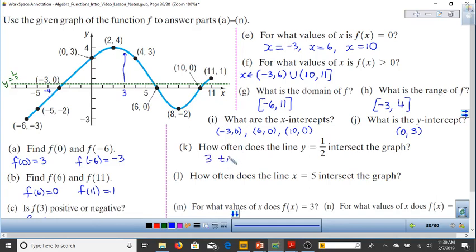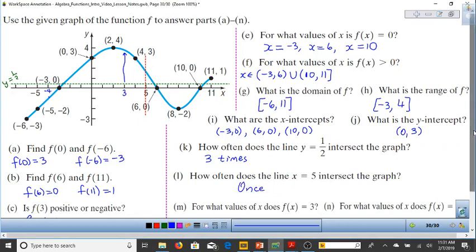And then how often does the line x equals 5 intersect the graph? That's a vertical line. And so if we draw a vertical line, it should cross the function no more than once. And in this case, it crosses it only once because x is in the domain. So the answer is once.